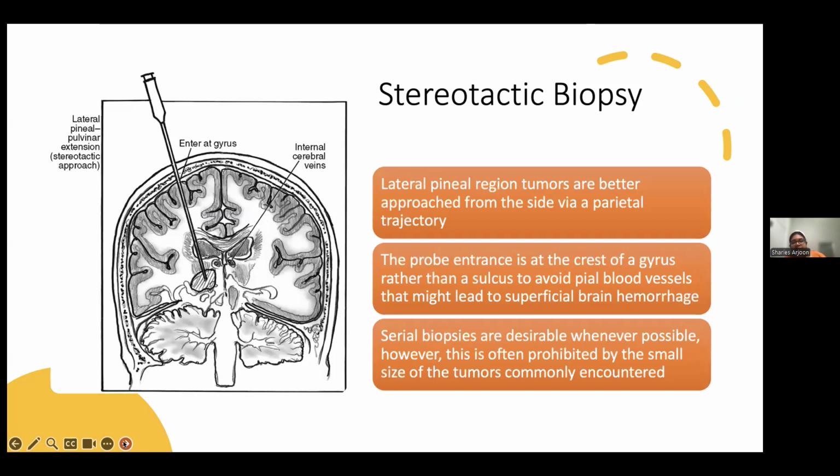In the case of lateral pineal region tumors, it's better to approach from the side via a parietal trajectory, and the probe entrance is at the crest of a gyrus rather than a sulcus to avoid pial blood vessels that might lead to superficial brain hemorrhage, and several biopsies are desirable whenever possible. However, this is often prohibited by the small size of the tumors commonly encountered.